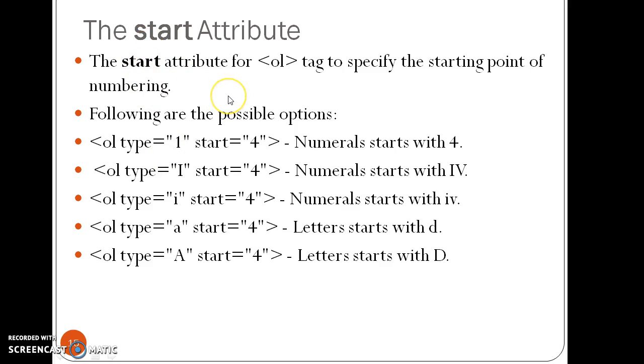The next attribute is the start attribute. This is a very important attribute which we use in the ordered list, as we maintain some order in the ordered list. Following are the possible options. OL type 1, start equal to 4. That means this list starts from number 4 of this type. You can specify the different types and their starting values.